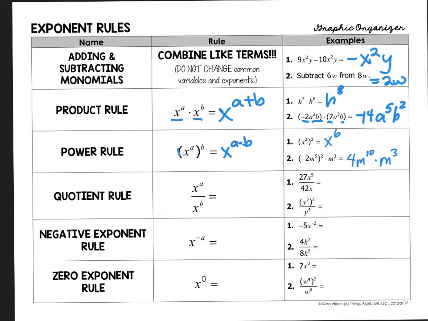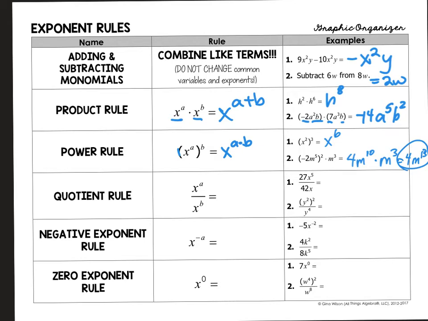Okay, then now that we have this expression, we're going to use the product rule to combine. So 4 times 1 is just 4. 10 plus 3 becomes m to the 13. So your final answer is 4m to the 13.